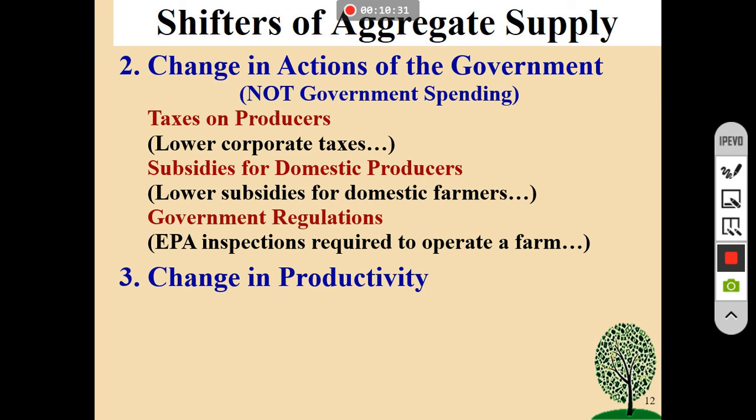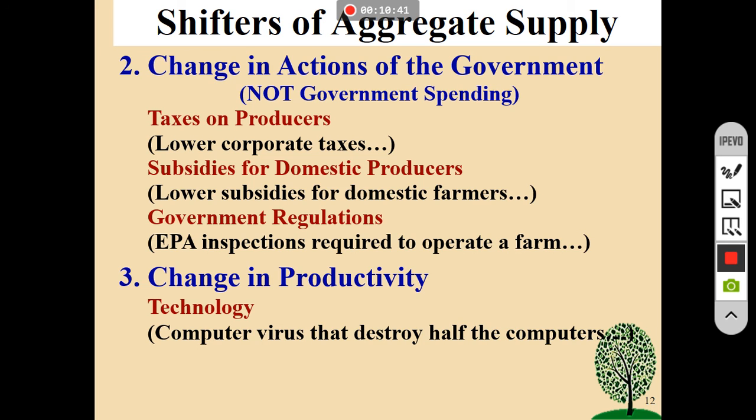And then changes in productivity is the last piece here. So that's the P in RAP. Technology plays a huge role in this. So let's say there's a computer virus that destroys half of the computers in the world, right? That's going to make us produce less and decrease aggregate supply, right? Let's say there's some kind of major advance in technology released, right? So there's a teleportation machine that would increase aggregate supply, right? So it all kind of works out like that.